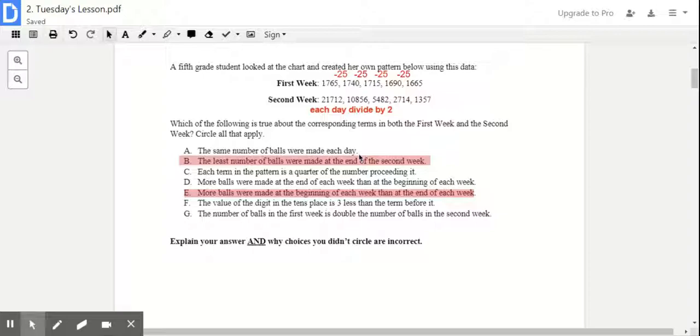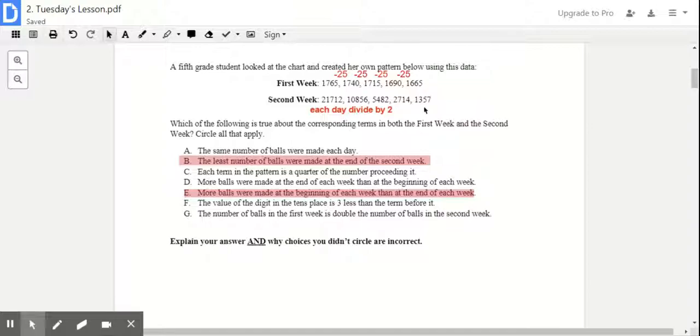Okay, so clearly we need to look at the last term for each week. So we have 1,665 and 1,357. And we know that this is correct because the term in the second week on the last day is definitely less than the last day for the first week. So that's why this one is correct.